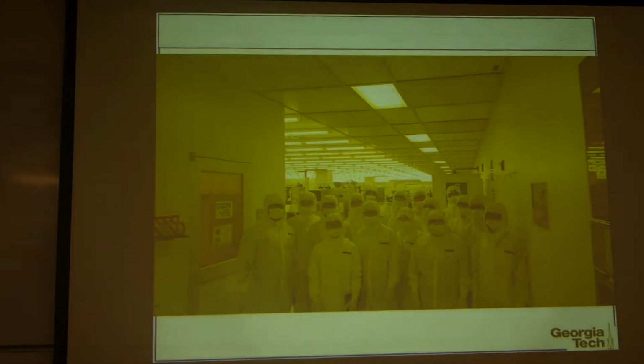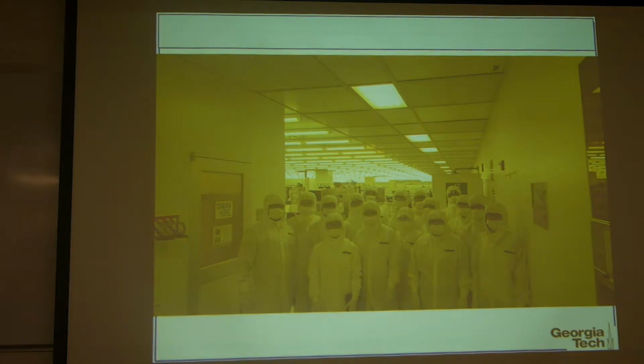So this is a random photo taken in the Marcos clean room entrance. I don't know who they are.